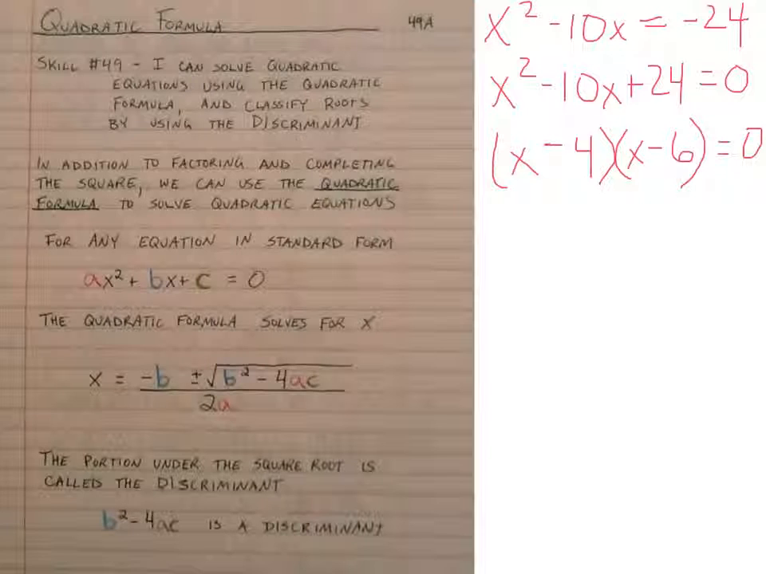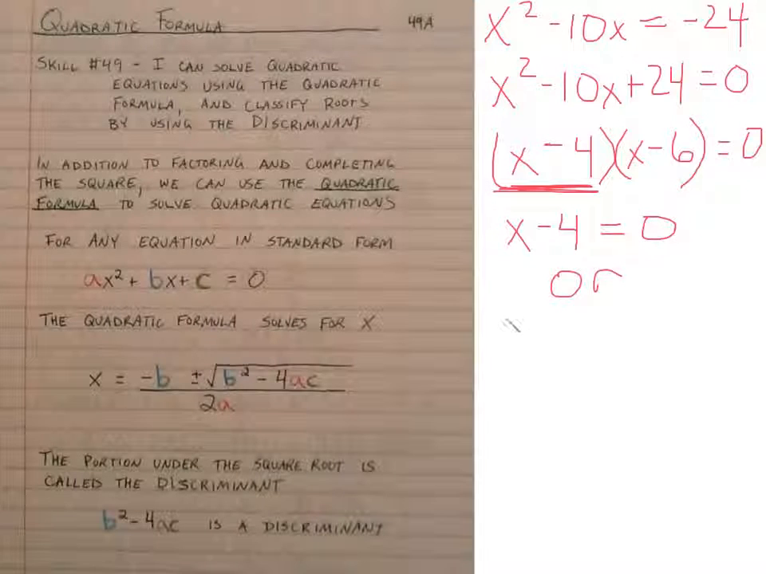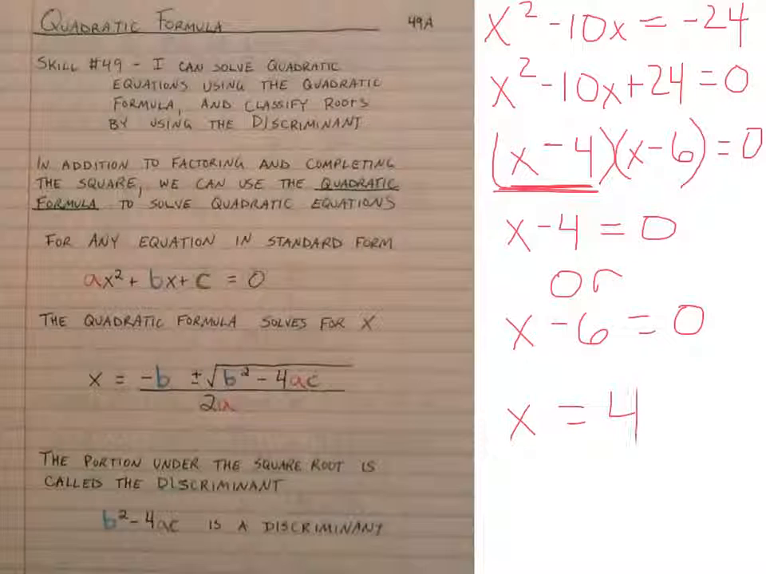Finally, the last step to solve it is to apply the zero product property. So either x minus 4 is equal to 0 or x minus 6 is equal to 0, which means in the end x is either 4 or x is 6.